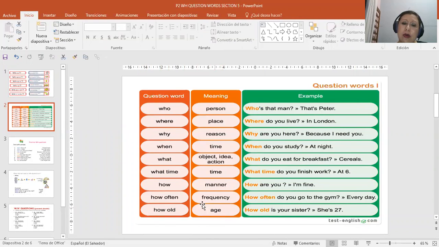How old? It's when we're asking about age. Edad, ¿verdad? How old is your sister? ¿Qué edad tiene tu hermana? ¿Verdad? She's 27. Sobre esta última ya hemos hablado que no se dice how many years does your sister have. No, se dice how old is your sister. O how old are you? ¿Verdad? Esa es la forma correcta de preguntar la edad. Con la WH word, how old. Y la respuesta es, si fuera en relación a mi persona, yo diría I am or I'm y los años, ¿verdad? Y si estamos hablando de una tercera persona, como en este caso, she's 27. Ok.